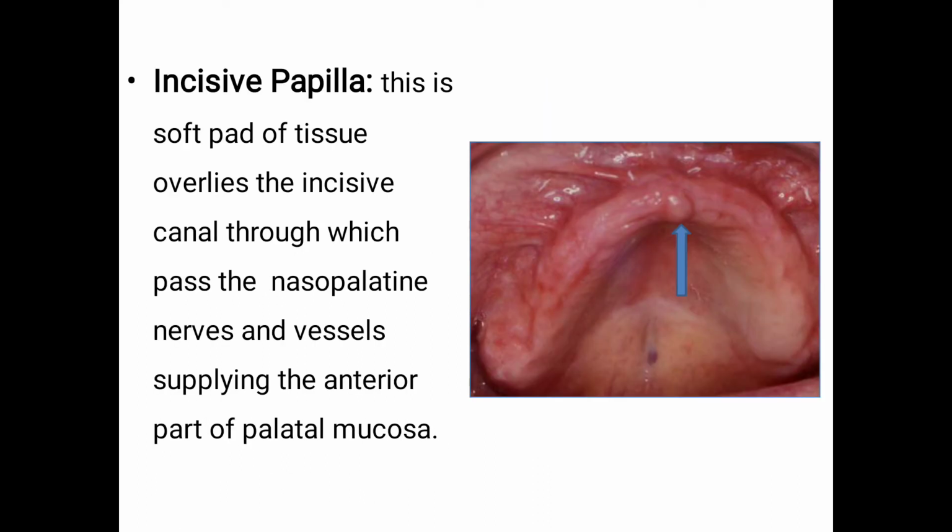The next landmark is the incisive papilla. It's an important anatomic landmark of the maxilla. عبارة عن soft pad of tissue overlies the incisive canal. في incisive canal in incisive papilla. في incisive canal through it pass the nasopalatine nerve and vessels.